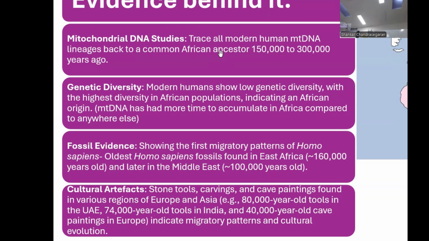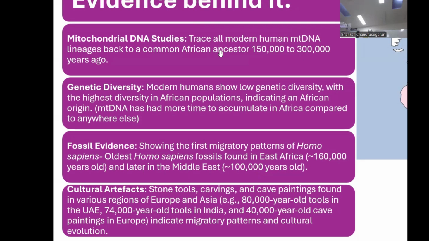The second one is the genetic diversity that we can find when it comes to mitochondrial DNA as well. So first of all, modern humans all around the earth show very low genetic diversity when it comes to mitochondrial DNA. So in the sense of, remember how I said that mitochondrial DNA has a high rate of mutation? That high rate of mutation can only happen if enough time has passed, right?